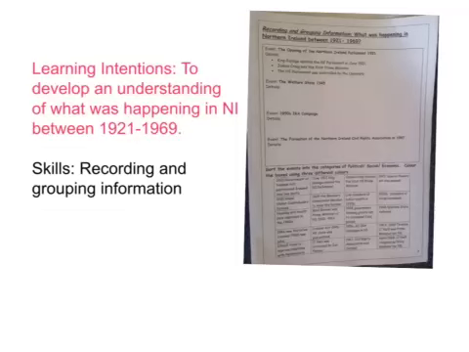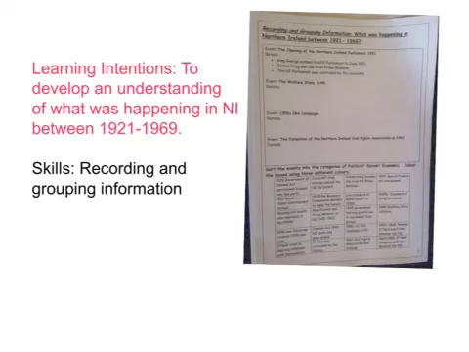In this exercise, you will be developing an understanding of what was happening in Northern Ireland between 1921 and 1969. 1921 is an important date, as that is the year that Northern Ireland was created, and 1969 is the year that the Troubles started in Northern Ireland. The skills that you'll be developing by completing this exercise are recording information and grouping information.